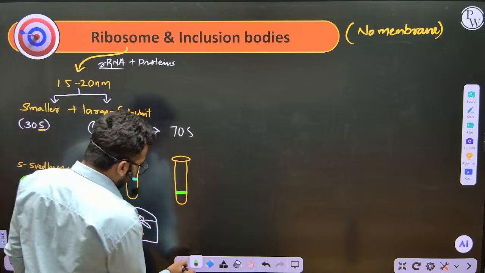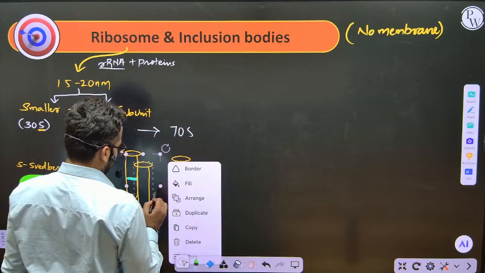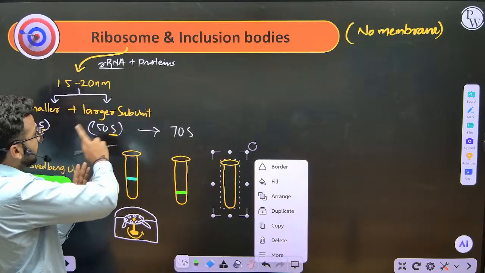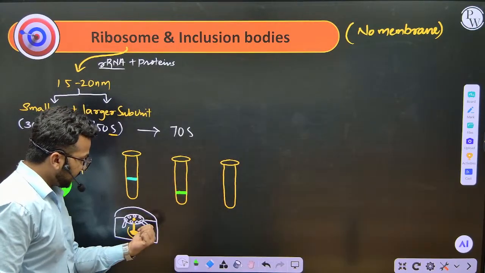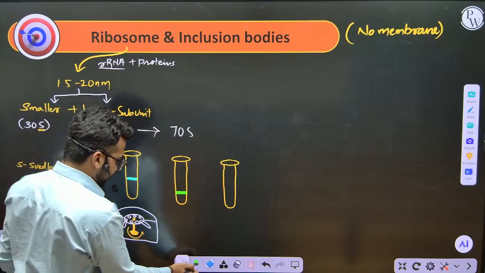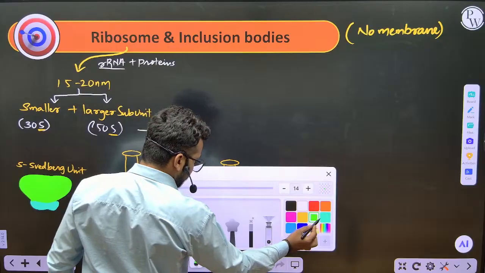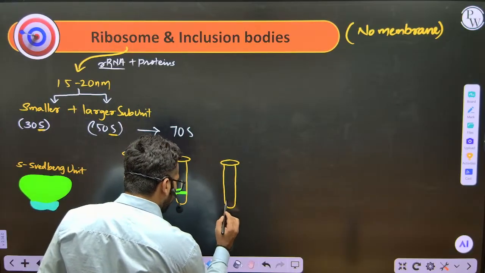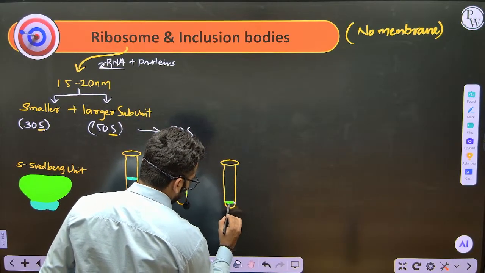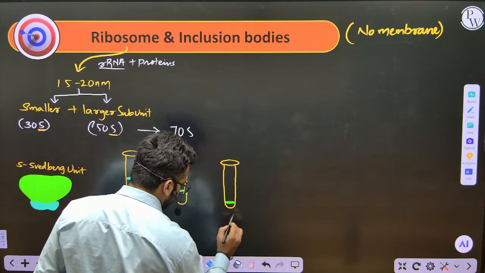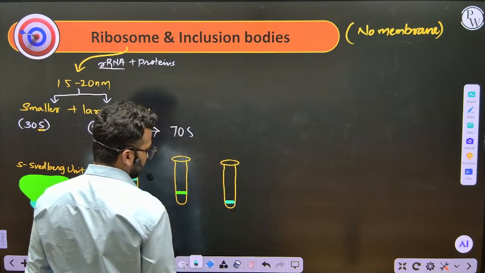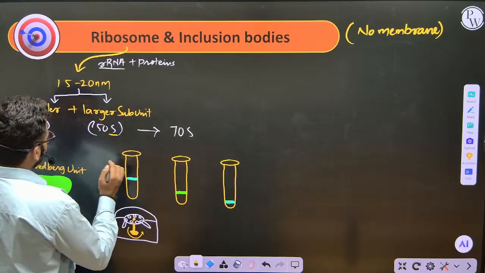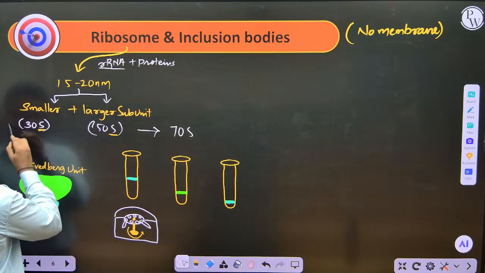But when you add them together, the smaller plus larger subunit, when centrifuged, the movement of the molecules based on the density shows 70S, not 80S. When both are together, they hybridize, so we get 70S, not 80S. So this is 50S, and this is 30S.